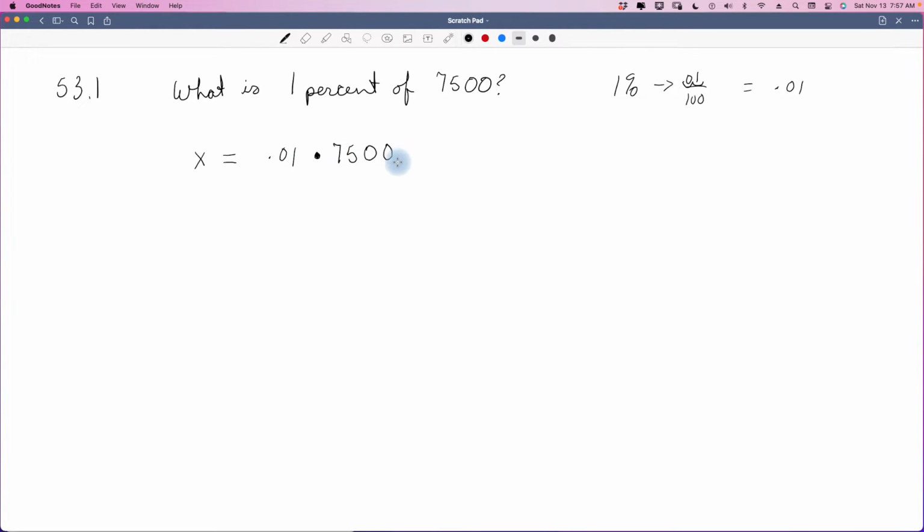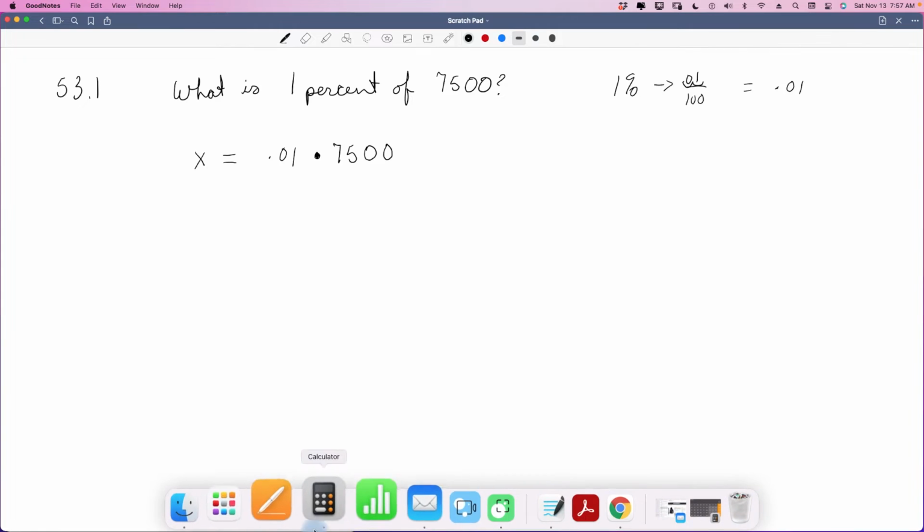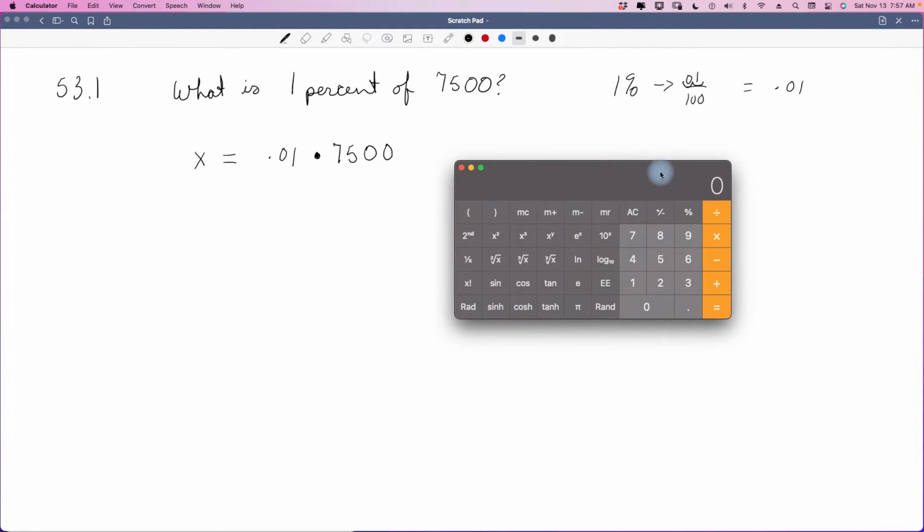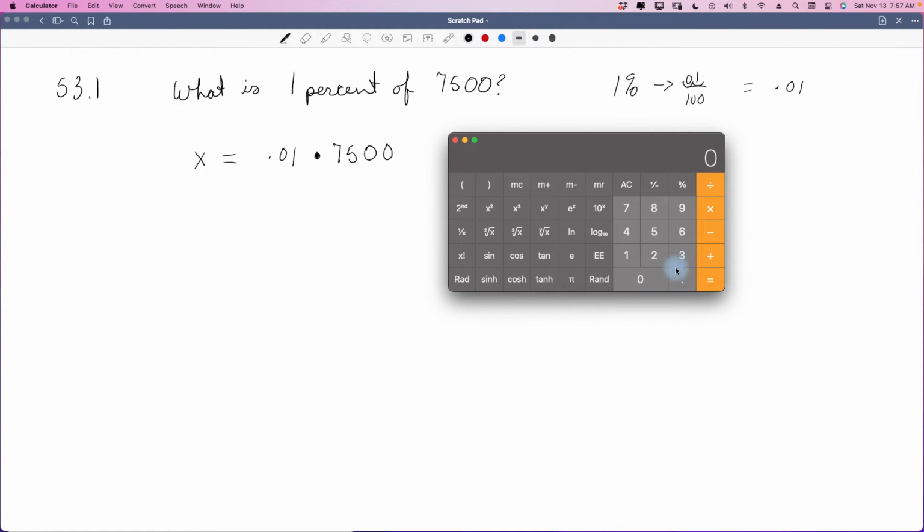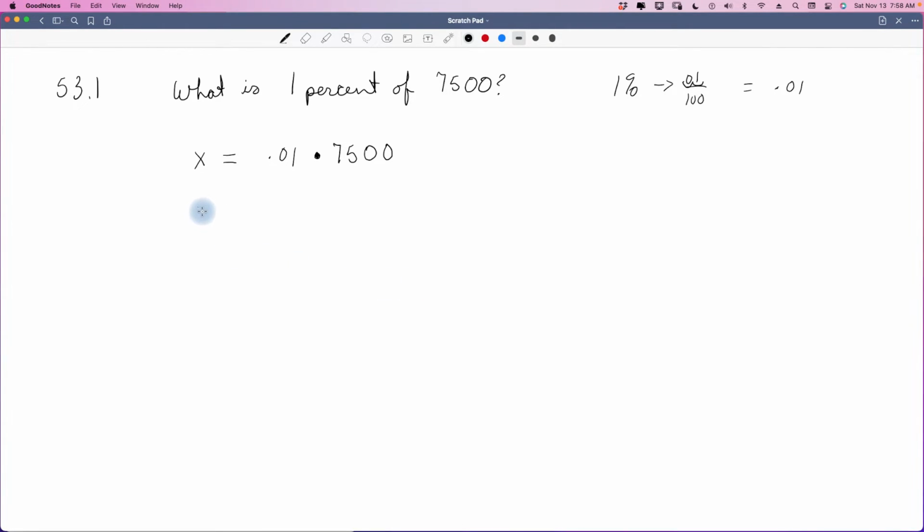So now we just pull up our calculator, and we say, boom, 0.01 times 7,500. That's 75. So 75 is 1% of 7,500. Isn't that easy? Oh, you guys, these are so easy. That was 53.1a, this is 53.1b.